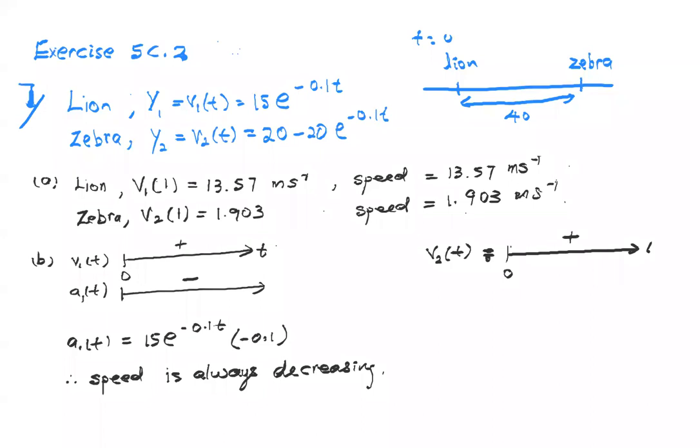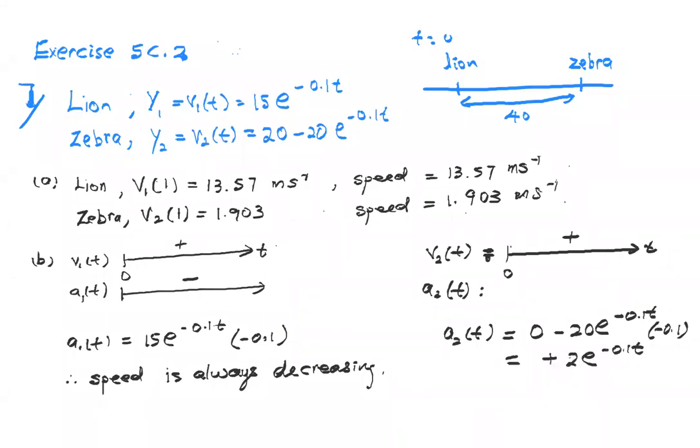Right? So for your A2(t), okay, so now we get our A2(t). If you differentiate, you get 0 minus 20 e to the power negative 0.1t times negative 0.1. So you got positive 2 e to the power negative 0.1t, correct? So this is always greater than 0.